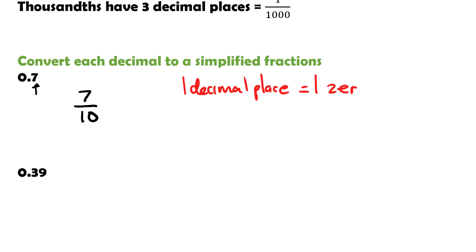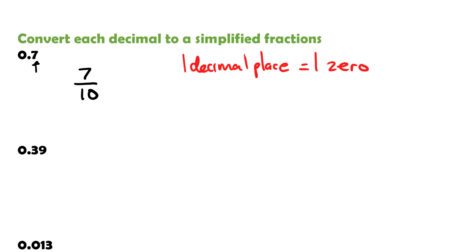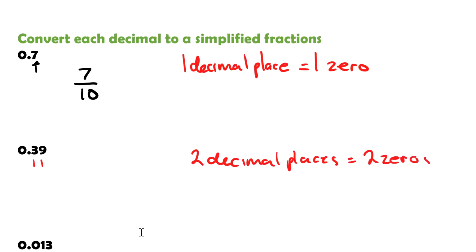1 zero. Alright, so if I look at the next one, 0.39, we have two decimal places there. So again, two decimal places equals 2 zeros. So what that means is we have 39 over 100 and it's got 2 zeros. Right? Two decimal places, 2 zeros.